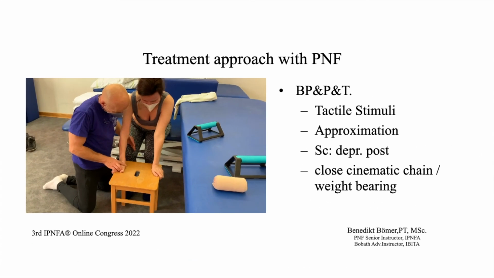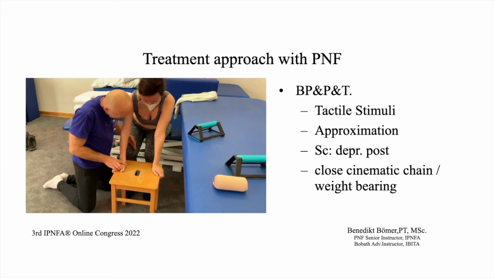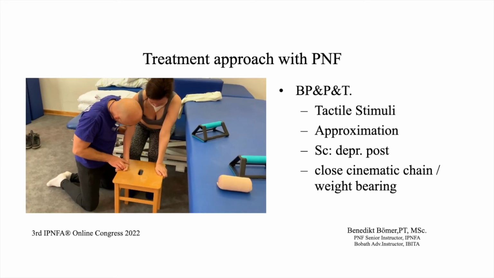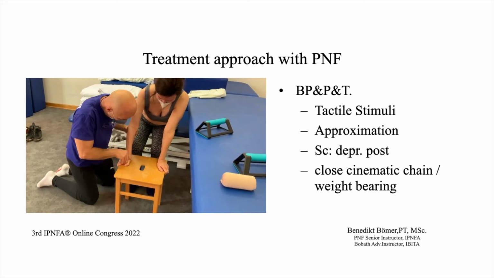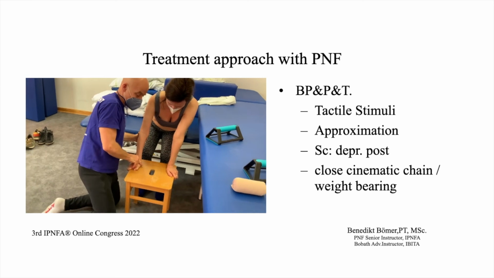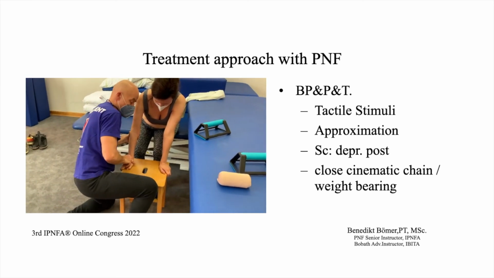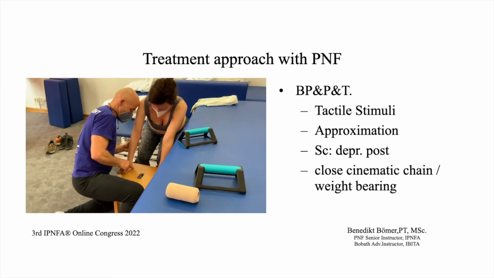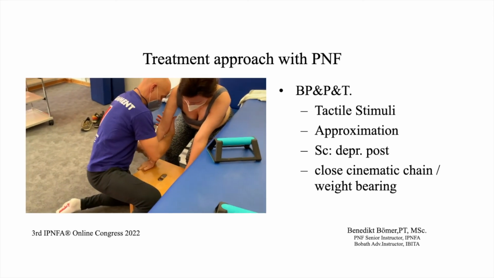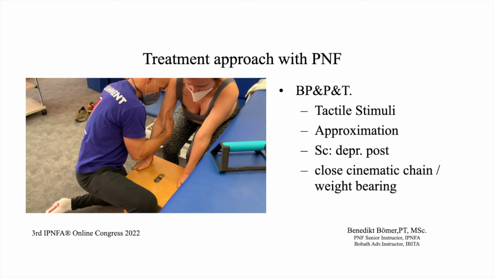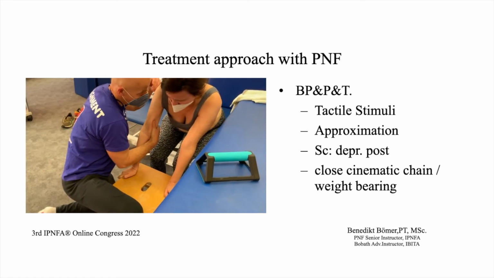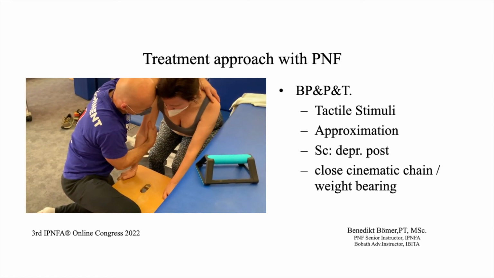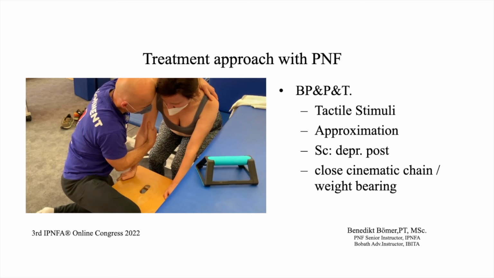After this, I bring her right arm in a closed chain, also through this weight bearing, to reduce her hypertonicity or spasticity of her wrist flexors. And also here I gradually increase the activity. At first I stabilize the wrist on the chair. I give an approximation through my right hand.